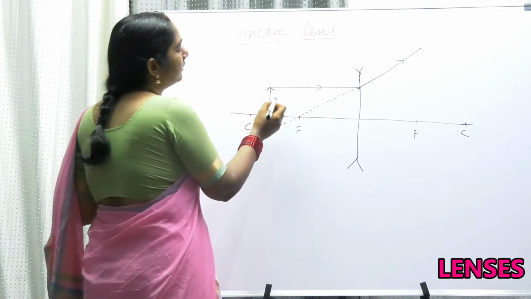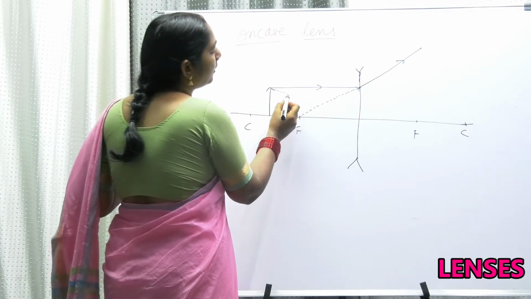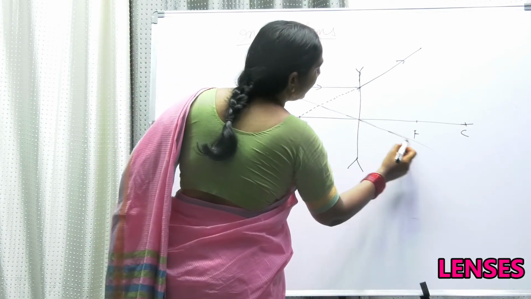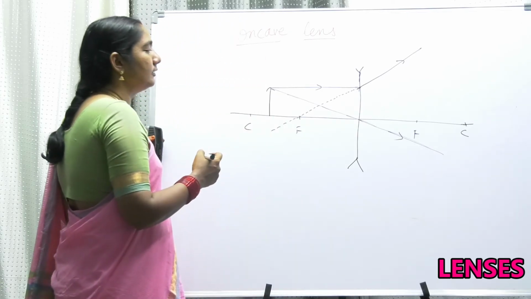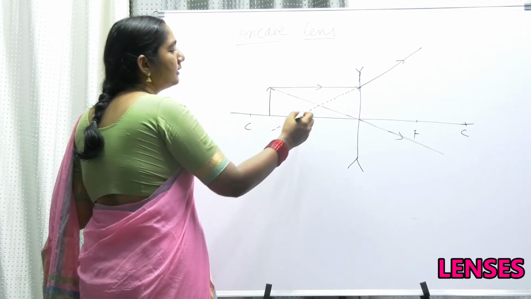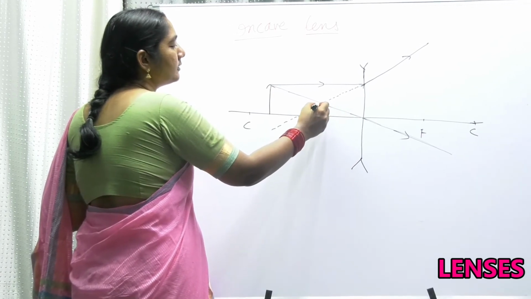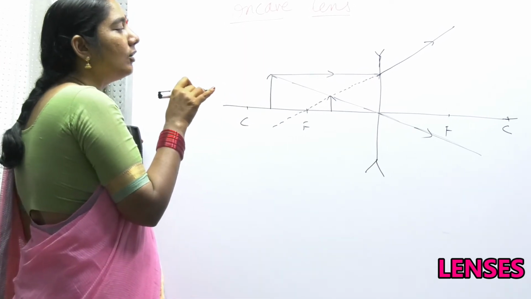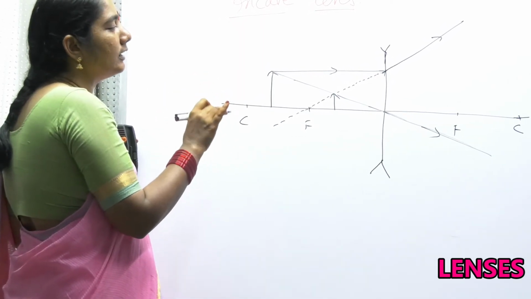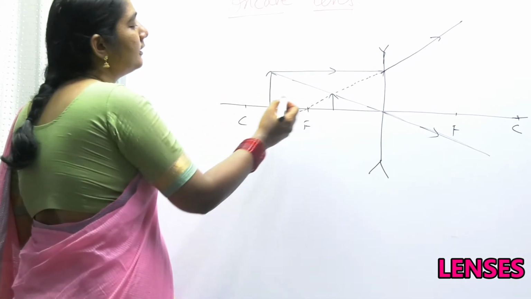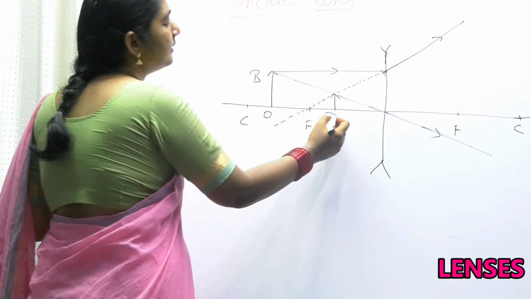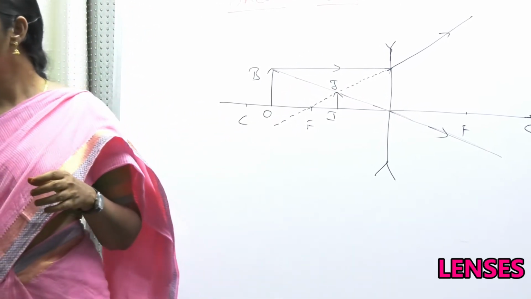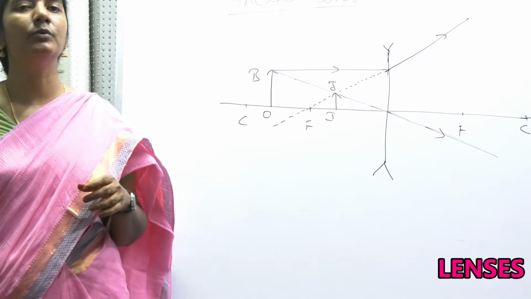And the second ray, which passes through the optical center, just goes undeviated. This ray is not getting deviated. And you see that these two rays seem to be intersecting. They are not really intersecting, but it appears so, and this is the image. So my dear friends, in this case the image is a virtual image. It's not a real image.